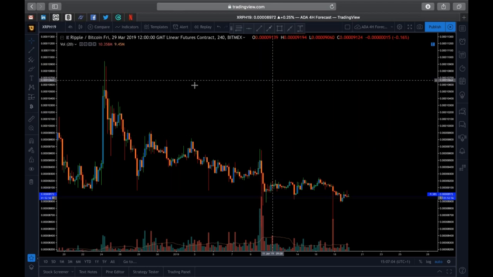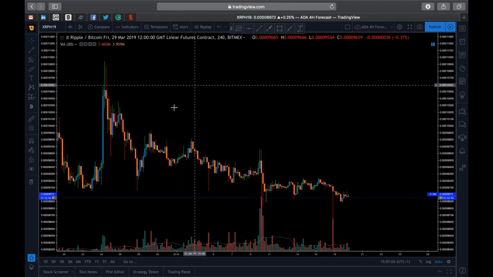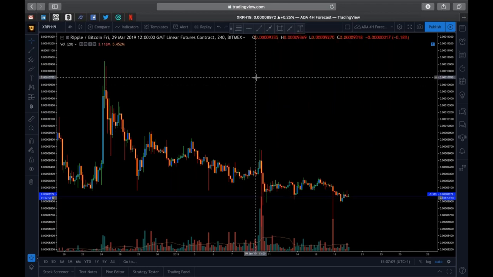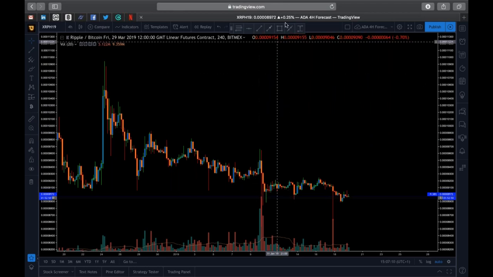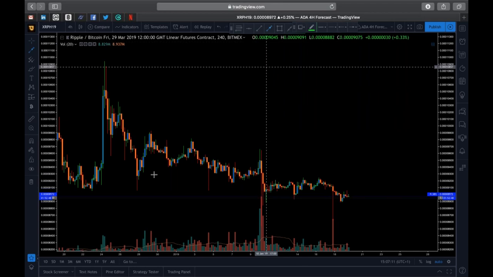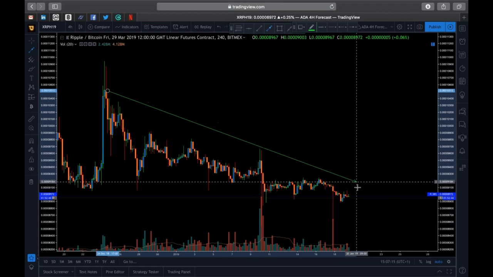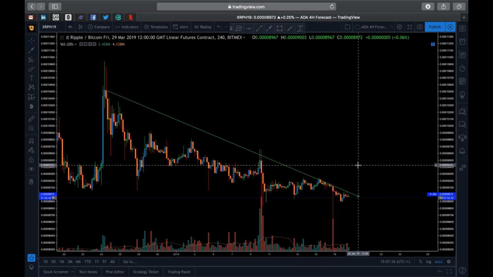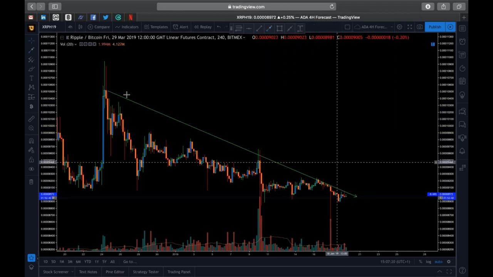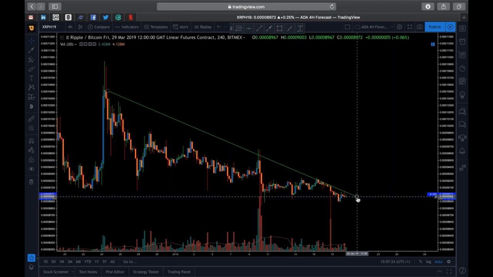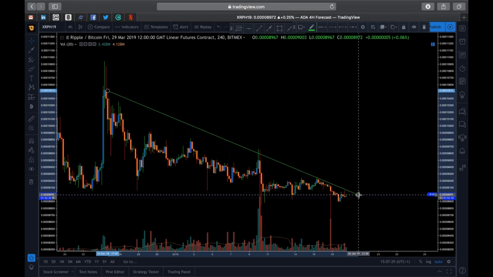So I have here XRP H19 contract open, and obviously the trend that we are seeing right now is down. Since it's going down, normally I would suggest that it is better to short than to long.